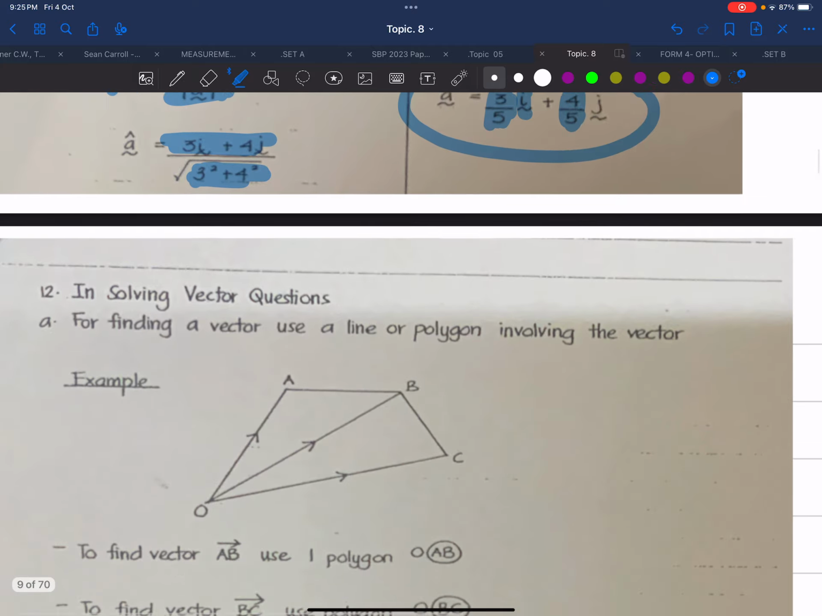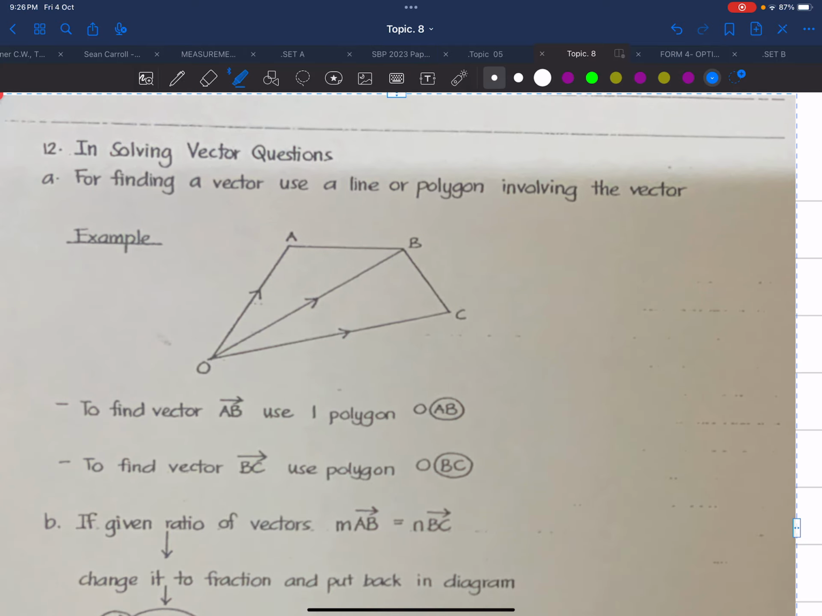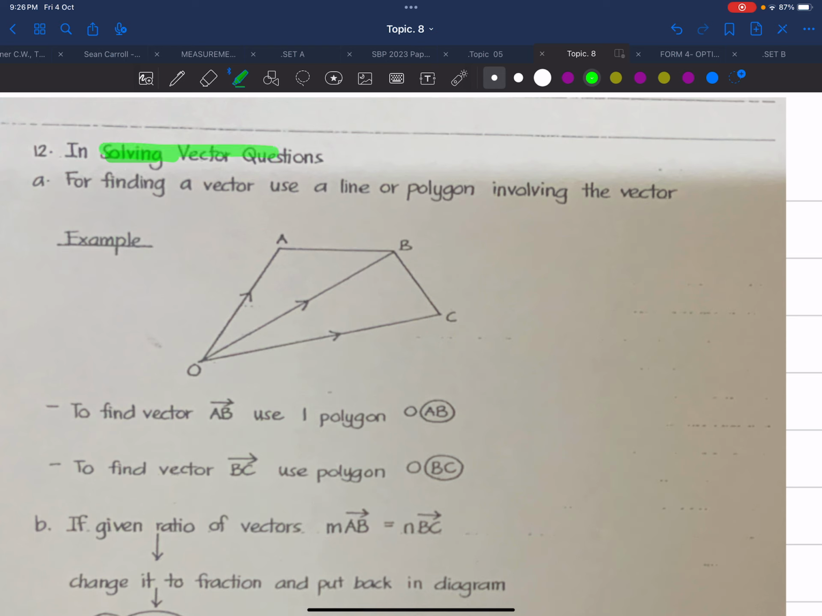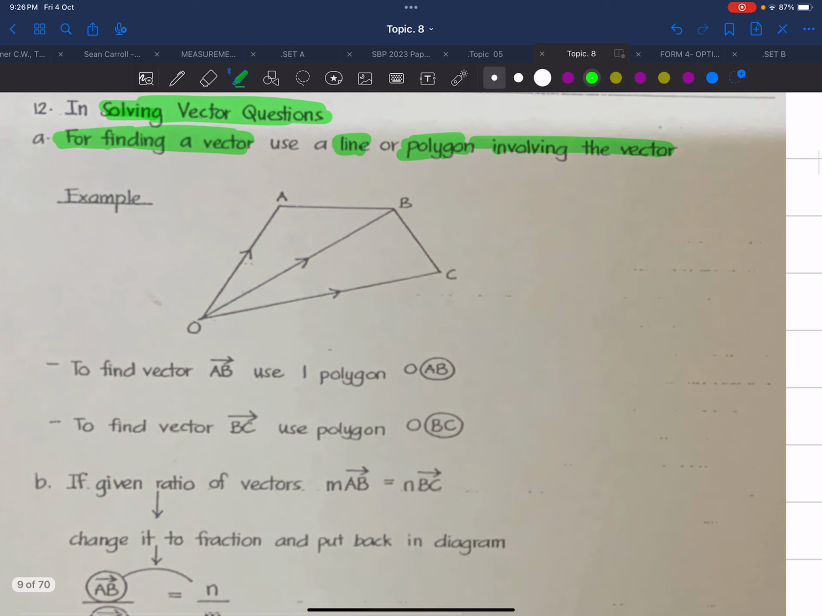And finally, our notes. This is the most important note. In solving vector questions, to find a vector, you must use a line or a polygon. If you are going to find a vector, you must use a line or a polygon involving that vector. I give you an example. We are given a polygon O, A, B, C, and D. This is what is given. You watch.